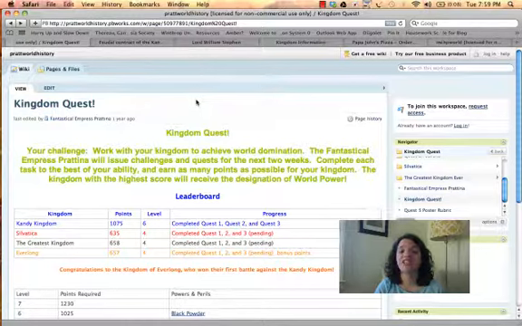This has been an introduction to the game of Kingdom Quest, a Middle Ages unit for world history students in high school. For more information, you can always check out the wiki where I host the game.